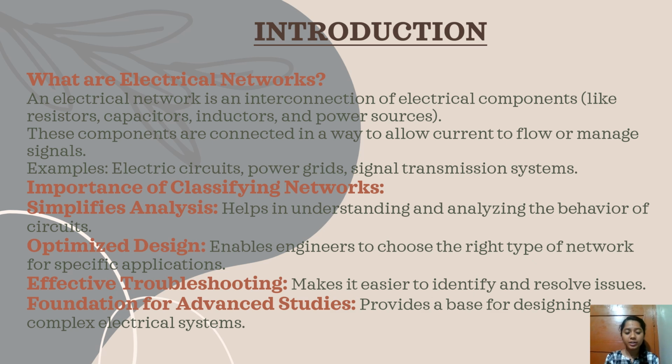What are electrical networks? An electrical network is an interconnection of electrical components like resistors, capacitors, inductors, and power sources. These components are connected in a way to allow current to flow or manage signals. Examples: electric circuits, power grids, signal transmission systems. Then we have the importance of classifying networks.